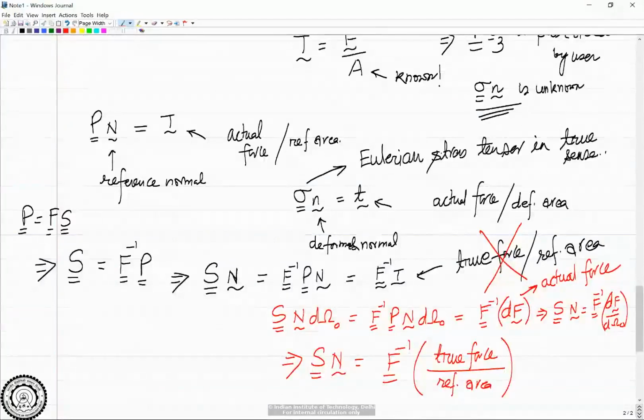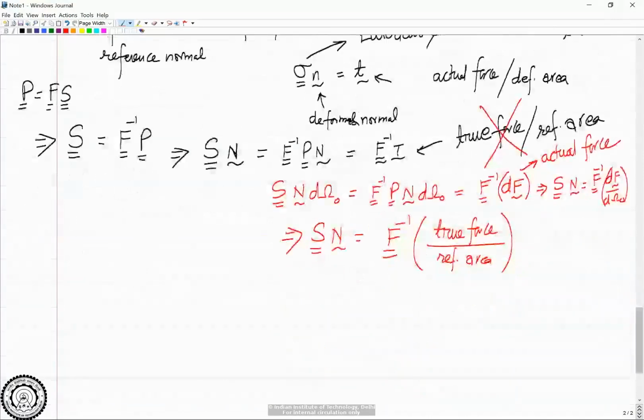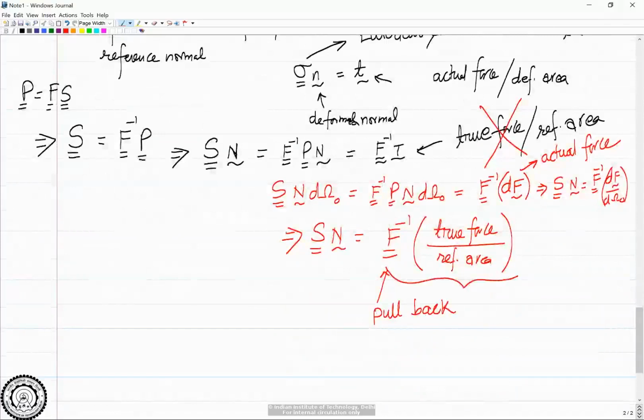So you have to pre-multiply by big F inverse. In many books, when it is big F inverse, it is called pullback, pulling back to the reference configuration. Whereas if you pre-multiply by big F, then we say it is push forward. So this whole thing is a quantity, the true force per unit reference area, being pulled back to the reference configuration. It is simply a pulled back quantity. It is not a force which is acting in the reference configuration. Remember, it is just a quantity which has been pulled back.